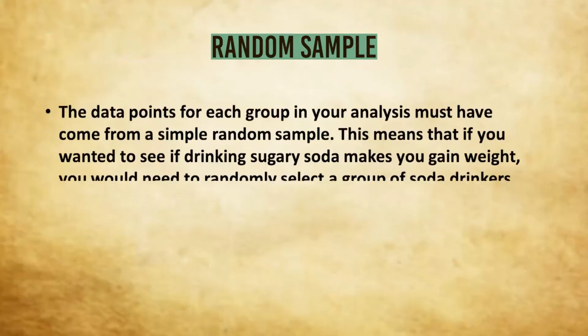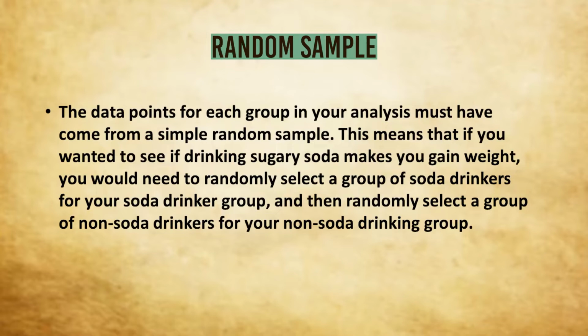Most importantly, the sample we'll draw has to be a random sample. The data points for each group in our analysis must have come from a simple random sample. This means that if we wanted to see if drinking sugary soda makes us gain weight, then we would need to randomly select a group of soda drinkers, and then randomly select a group of non-soda drinkers. So these are very important.